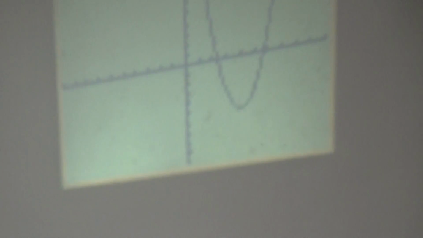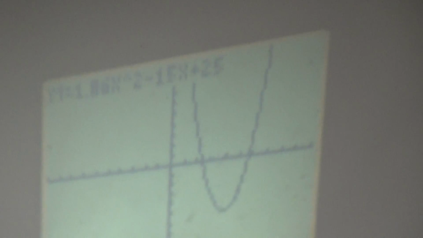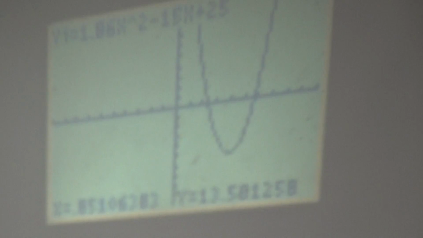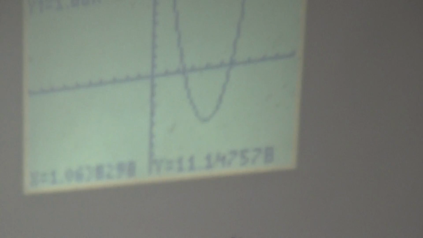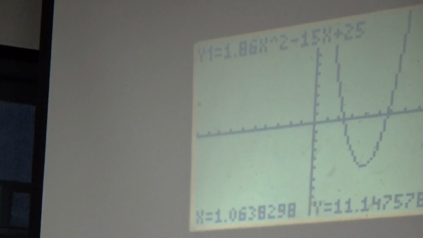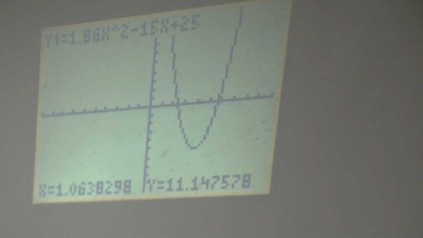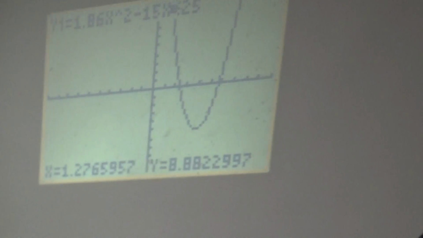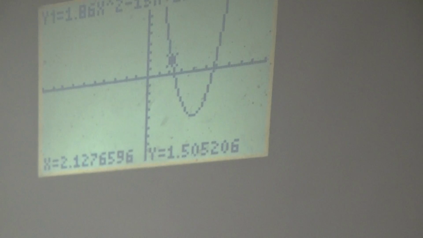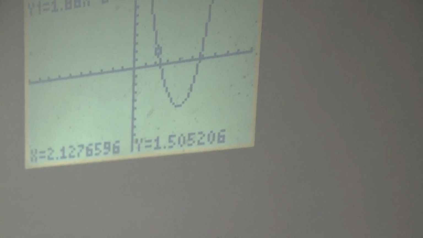Now I hit graph. If my window's out of whack, I hit zoom 6. I hit trace, and I like to get the cursor where it is. I'll zoom in so it's a little bit better looking. There you go, that's a lot better. I want to get my cursor close to it. That's close enough. That way the calculator will run to that 0 right there.